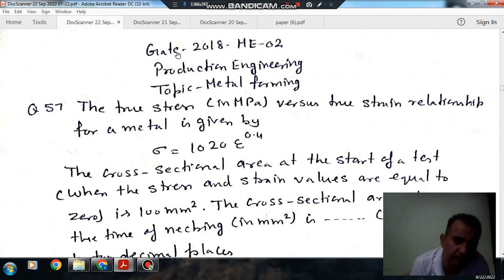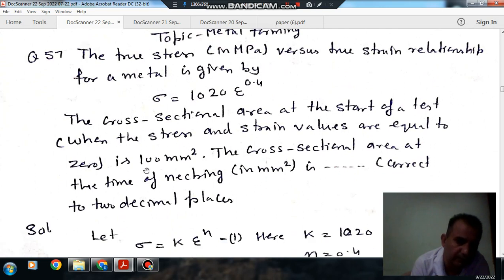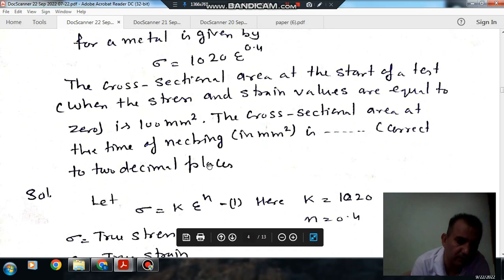Question number 57 from GATE 2018 ME-02: the true stress in MPa versus true strain relationship for a metal is given by sigma equals 1020 epsilon raised to the power 0.4. The cross-section area at the start of a test, when the stress and strain values are equal to 0, is 100 mm square. The cross-sectional area at the time of necking, in mm square, is dash, correct to two decimal places.